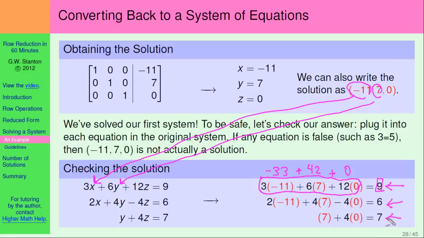If even one of these equations is false, so for example, if we get something like 3 on the left and 5 on the right, which is telling us 3 is equal to 5, that just means that the answer we got, which we thought was a solution, is not actually a solution.